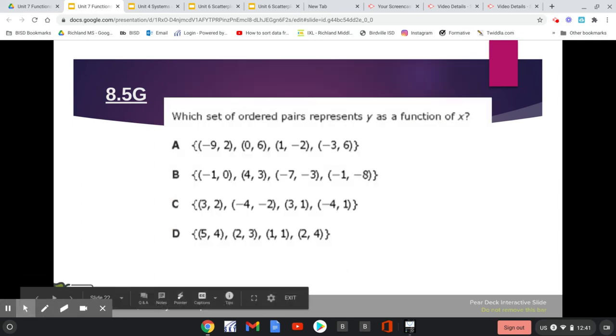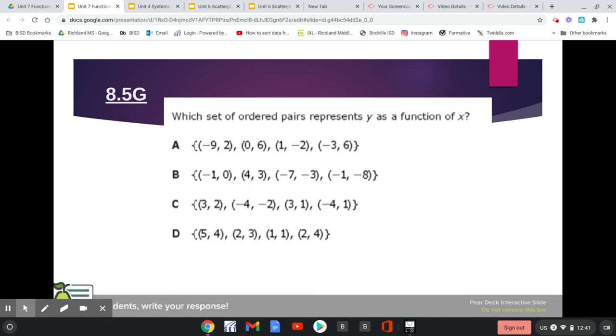Here's another ordered pair example. So we have which set represents a function. So we have 9, 0, 1, and negative 9. That looks great. For B, we have negative 1, 4, negative 7, and negative 1, so that repeats. We have a 3, a negative 4, and a 3. That repeats. And we have a 5, a 2, a 1, and a 2. That repeats. So the answer would be A.